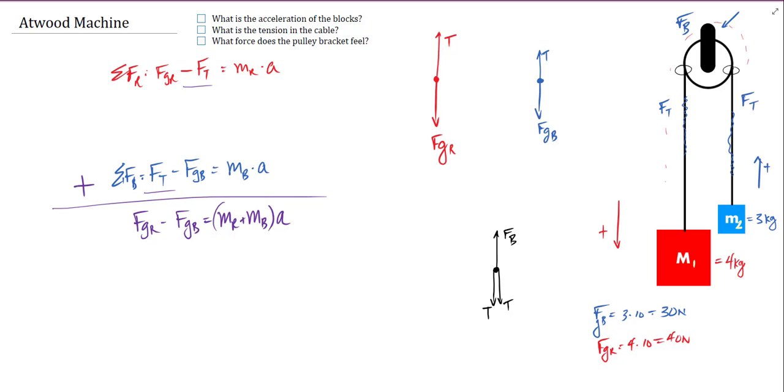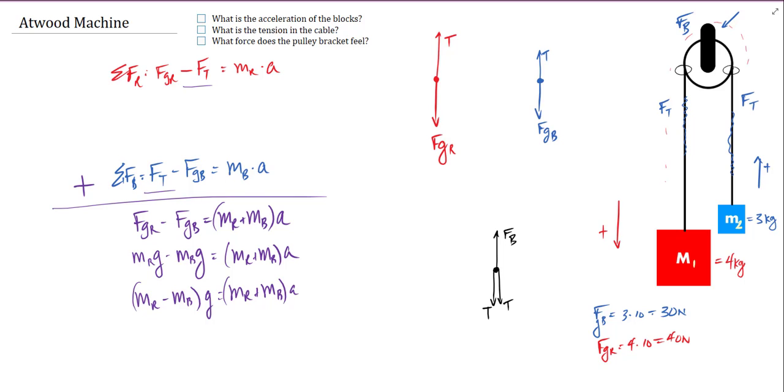Now at this point, I can just put in numbers and solve for it, but I'm going to do one more little thing. We'll solve it algebraically first because we're going to see something nice come out of it. Then we can put numbers in and get our answers. If I put FGR as mrg minus mbg equals mr plus mb times a, and then I pull the g out, I get mr minus mb times g equals mr plus mb times a.